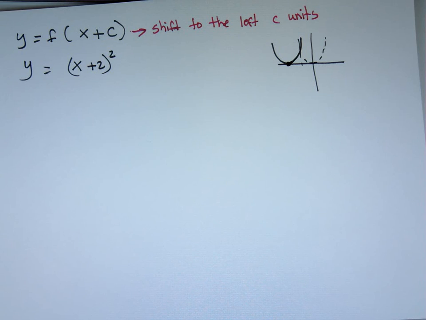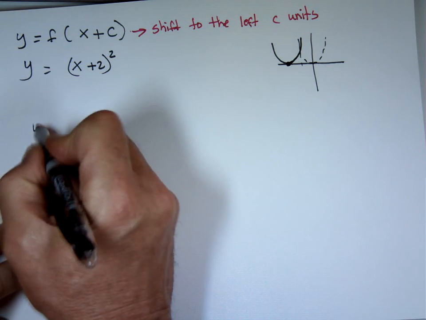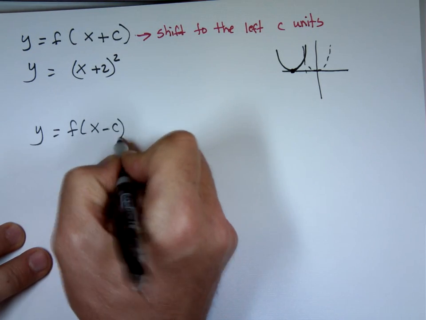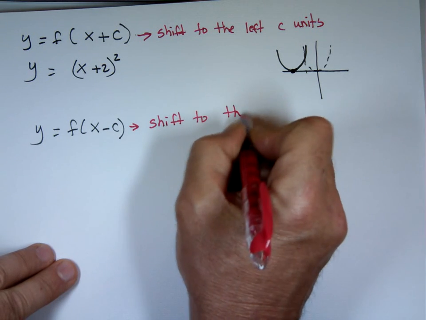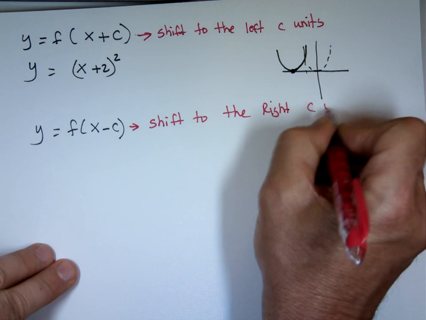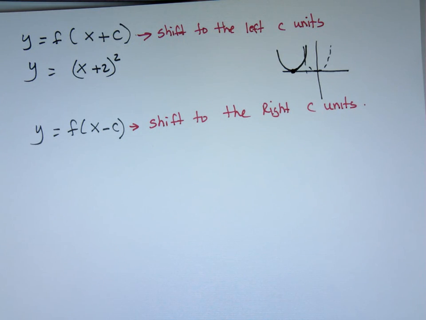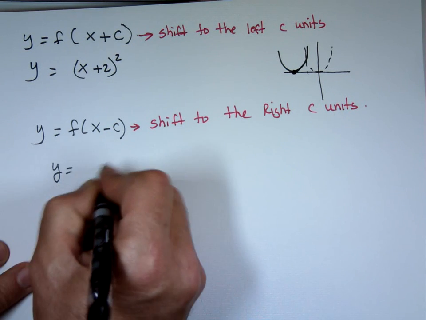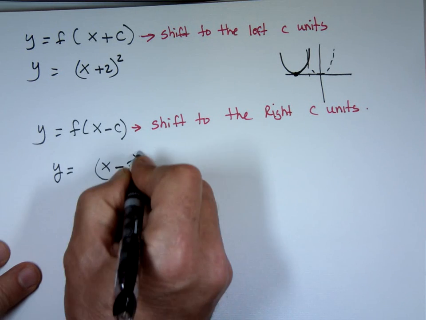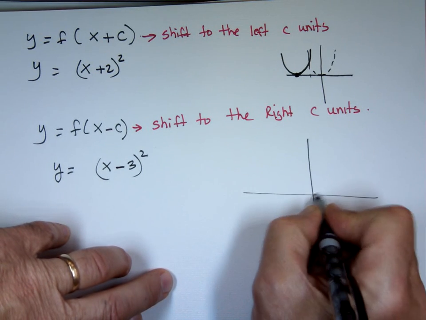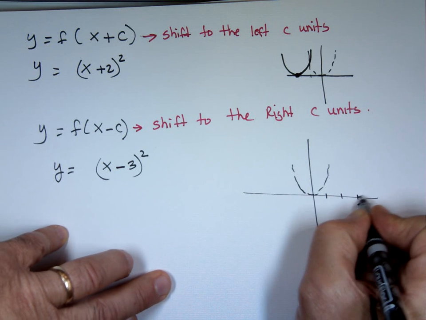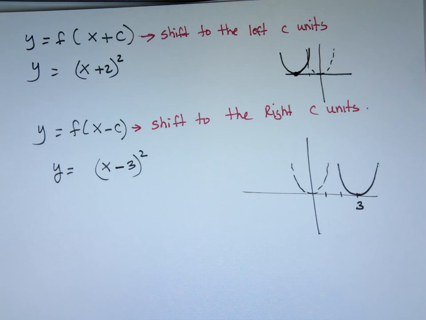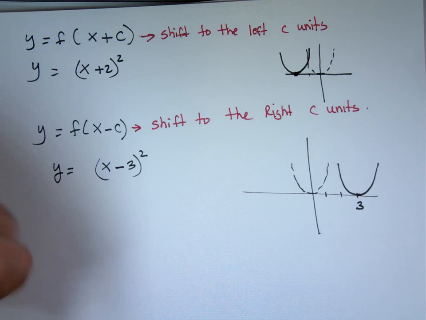And what about if this value is negative? You want to take a guess at it? Shift which way? Left. Shift to the right c units. So again, if I want to graph y equals x minus 3 squared, I know what x squared looks like. It looks like this. Because that's a minus 3, I got to move it to the right. How many units? 3 units. And the graph will look like this. So if you know the basic function, you can figure any modification to that function.